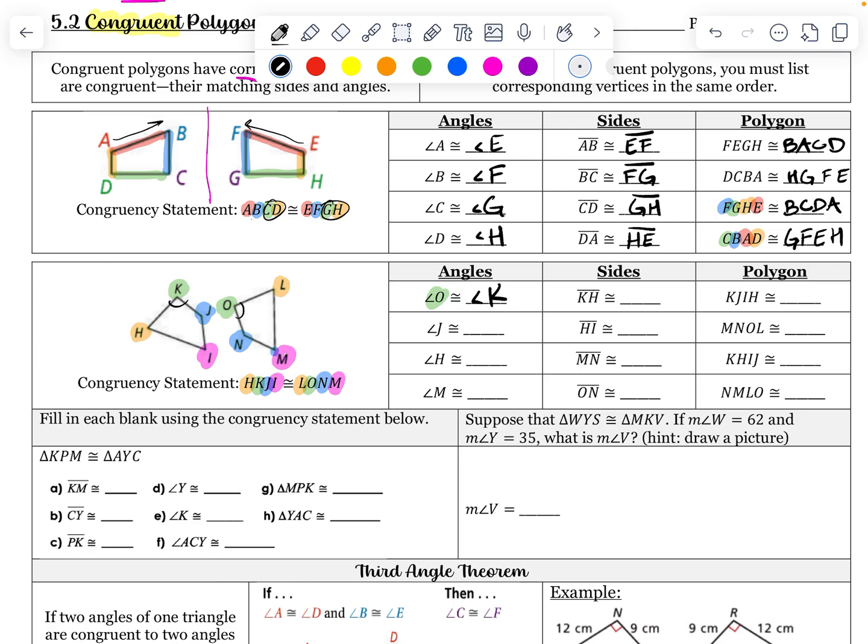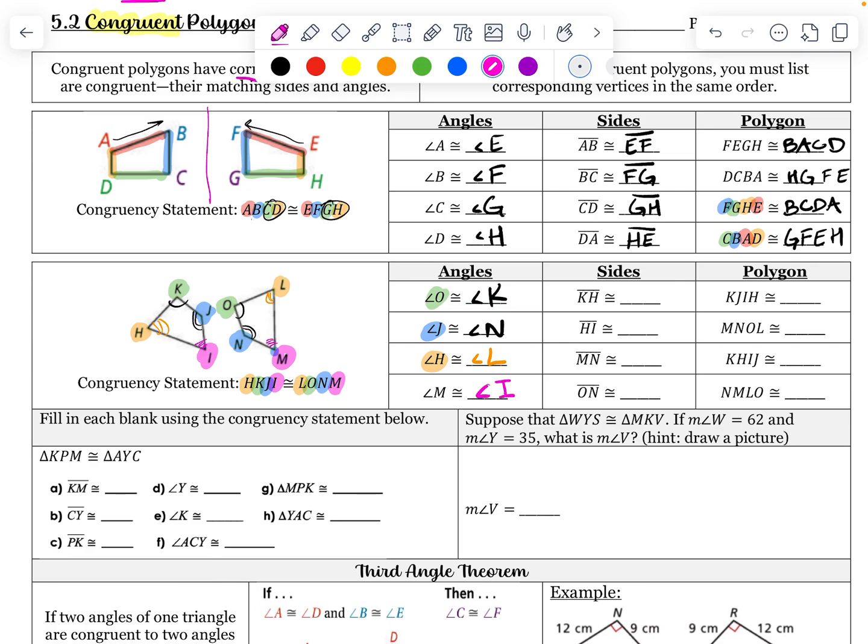Let's see, J is blue. That goes with N. So that means J and N are going to be the exact same measure. H, I put in orange. And so my other orange is going to be L. And these two are going to be the same measure. And then M is pink, so it goes with I. 1, 2, 3, 4. Those are all my corresponding angles.